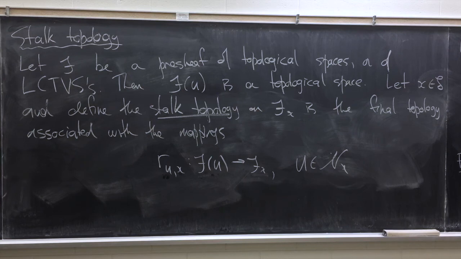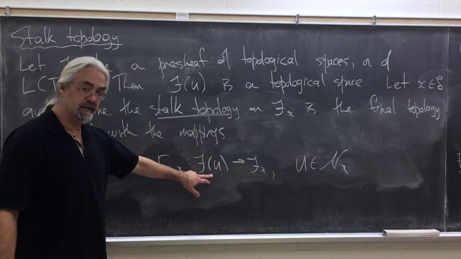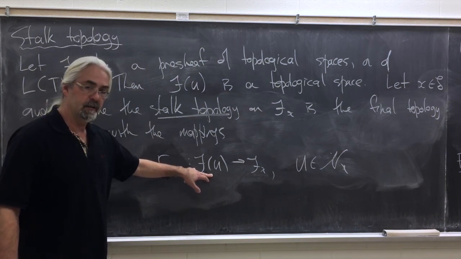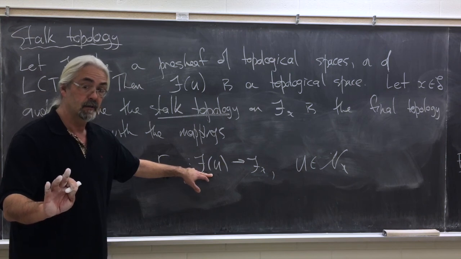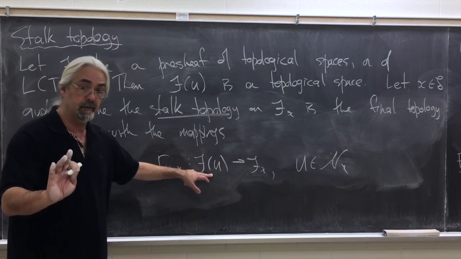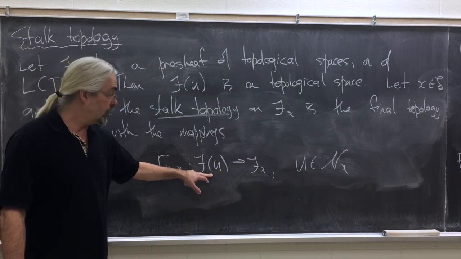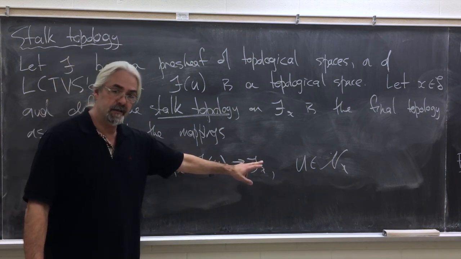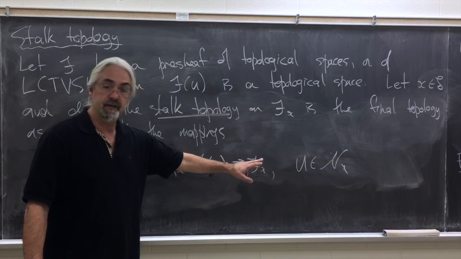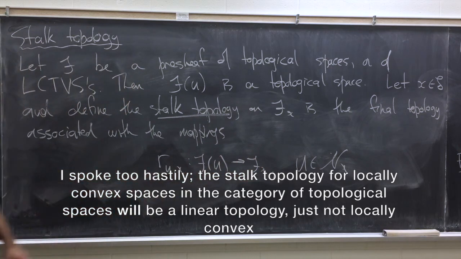I'm sorry, is there any guarantee that the topology on F_x makes it a topological vector space? If these are locally convex, there's always a final topology that's locally convex. That's true. What about considering them just as topological spaces and defining the final topology on F_x? Oh, so will that topology be locally convex? Is that what you're asking? Is that topology even linear? Not necessarily. No, and that's one of the ways in which they can differ.